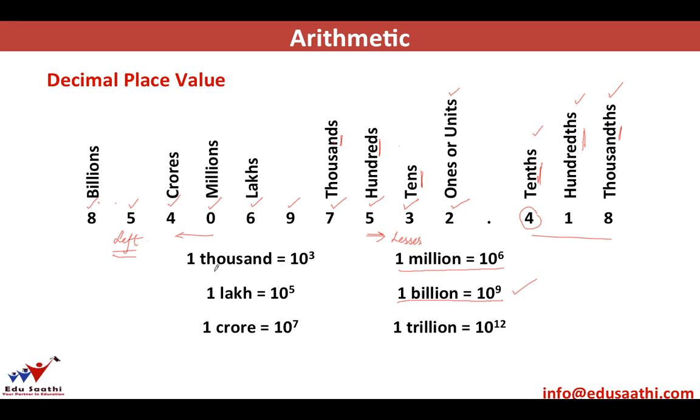10 raised to power 3 would be 1000. 10 raised to power 5 would be 1 lakh. 10 raised to power 7 would be a crore. Now if you look at it, 10 million is actually equal to a crore. And 100 crore is actually equal to a billion. And a trillion is 10 raised to power 12.